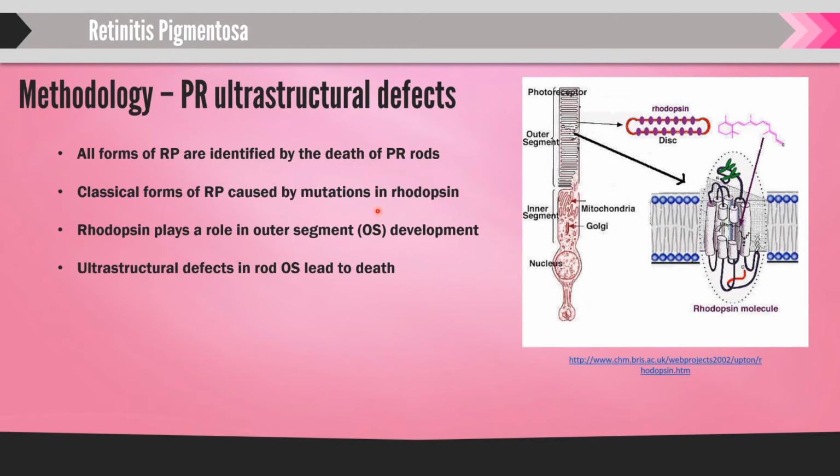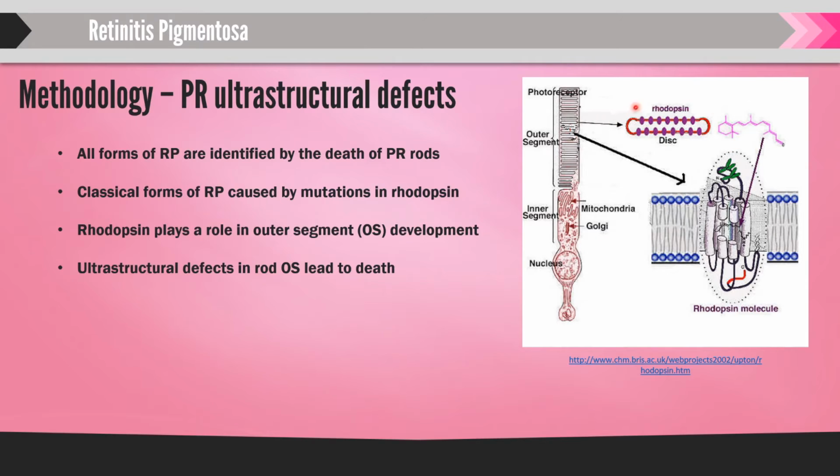So first thing we want to touch on here is the actual cause of retinitis pigmentosa, right? We talked about that it's particularly identified by the death of photoreceptor rods. So we see here a photoreceptor rod, and we're going to be discussing most classical forms, like your autosomal dominant iterations of retinitis pigmentosa that are caused by this deformity in rhodopsin.